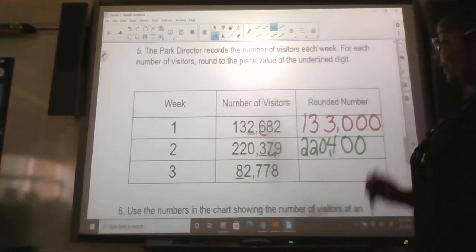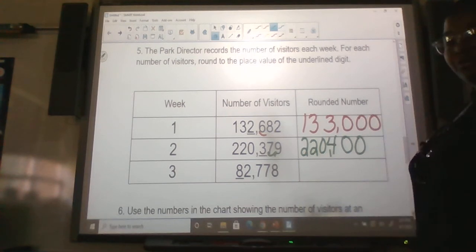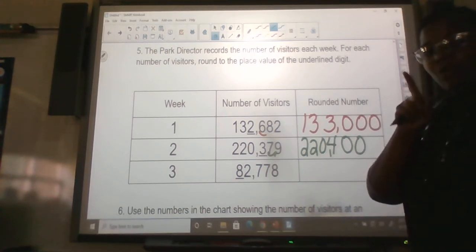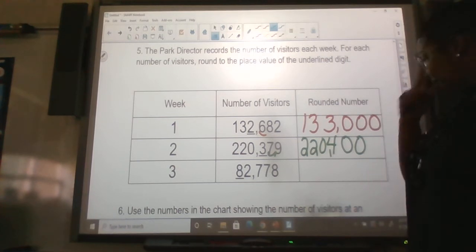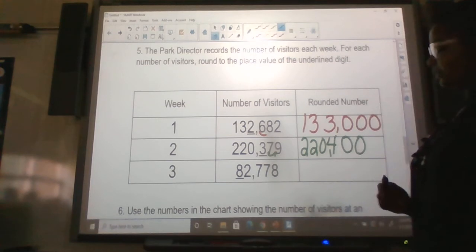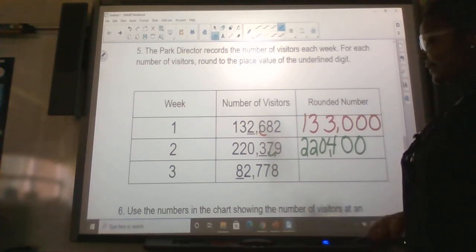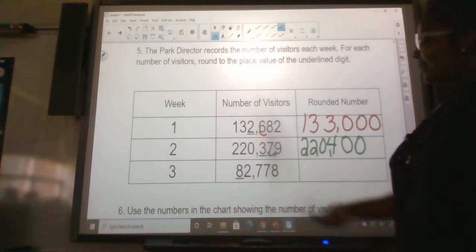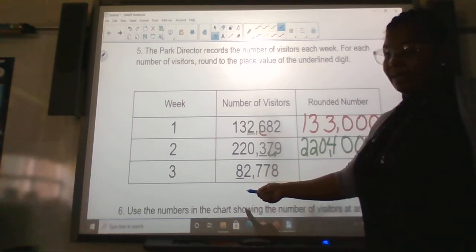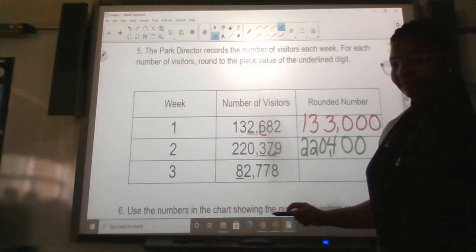So now I have 220,400. Good job, boys and girls. Let's round one more time. For week 3, I have 82,778. And this time I'm rounding to the 10,000 place. Where do I need to look?